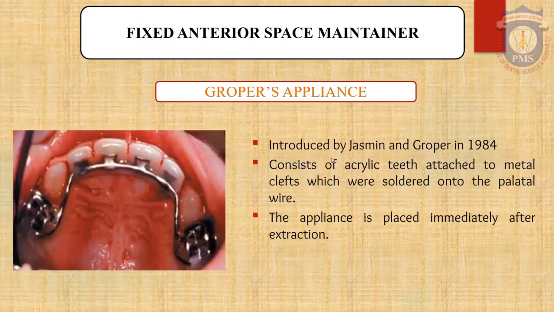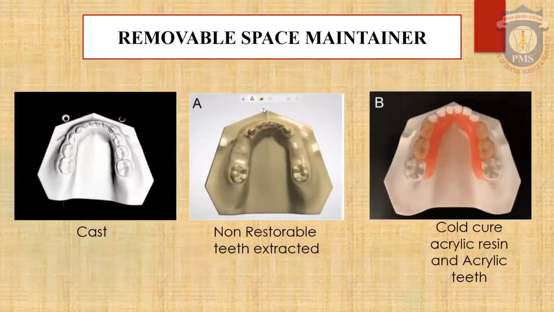Next appliance is the Groper appliance. As the name suggests, it was introduced by Jasmine and Groper in 1984. It consists of acrylic teeth attached to a metal cleat that is soldered to the palatal wire. This appliance should be placed immediately after the extraction of the primary teeth. That's all about the fixed type.